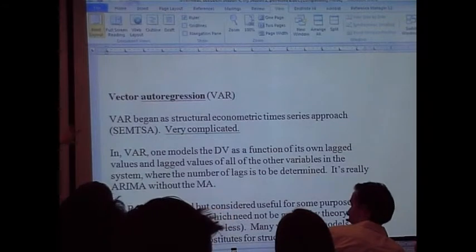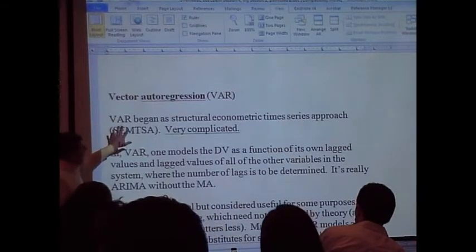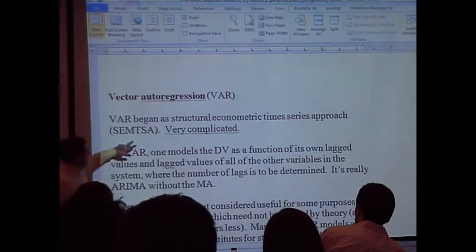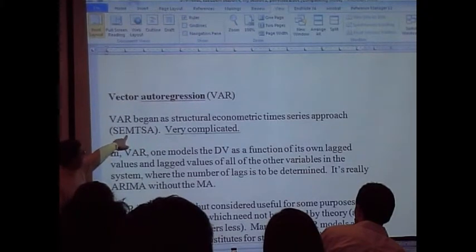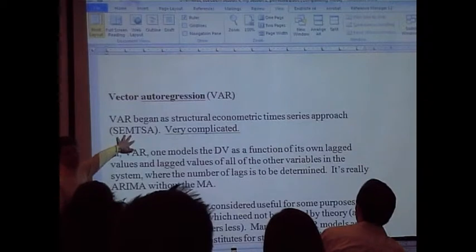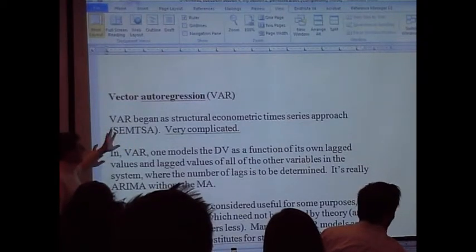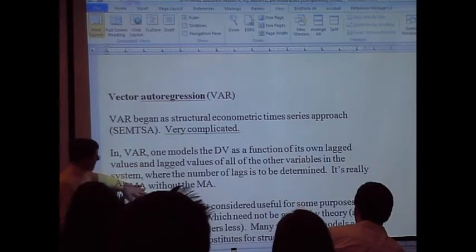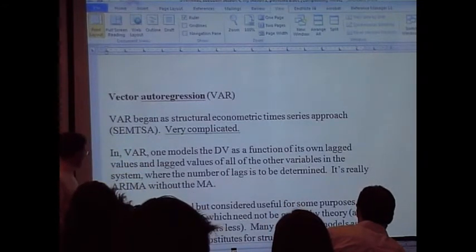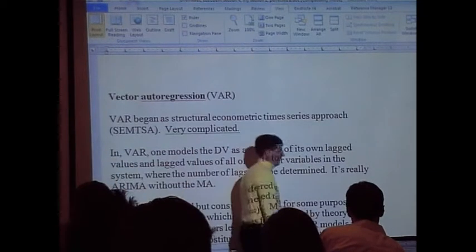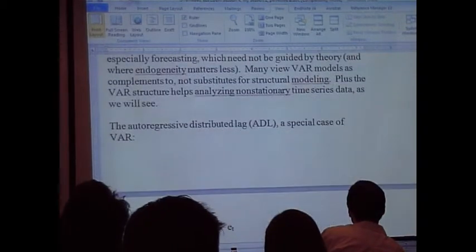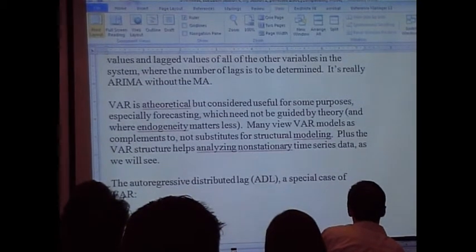Now, VAR, vector autoregression, came along after ARIMA, to some extent overlapping with developments of ARIMA. And it started off as this really, really complicated stuff. It's such a bad acronym too. But it's good that it's a bad acronym, because this was really, really complicated. And so what they did is they simplified it, dropping this moving average process out of it. Basically, the whole point to vector autoregression is right here, is to regress variables.